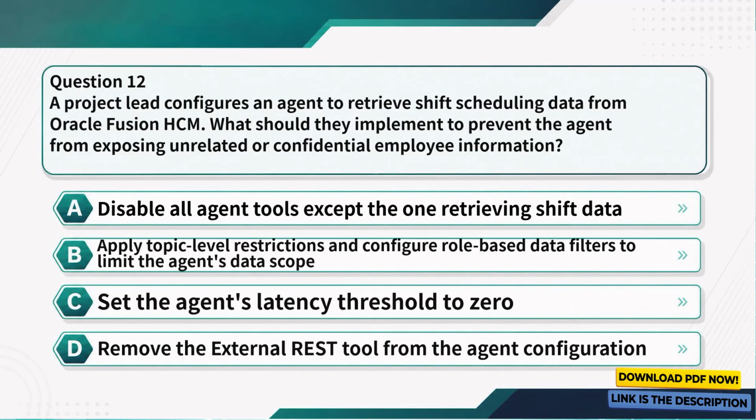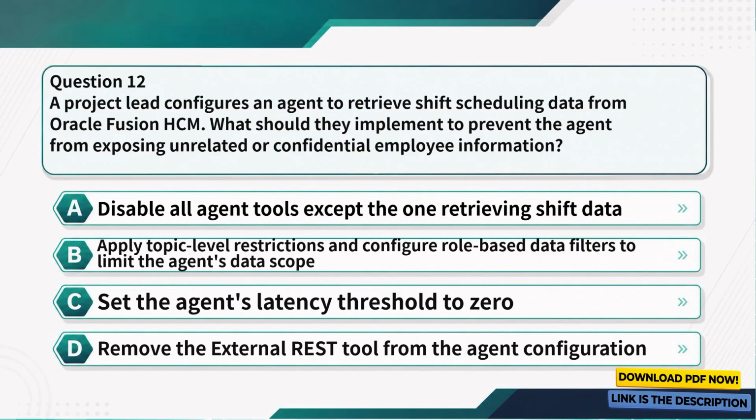Question 12. A project lead configures an agent to retrieve shift scheduling data from Oracle Fusion HCM. What should they implement to prevent the agent from exposing unrelated or confidential employee information? A. Disable all agent tools except the one retrieving shift data. B. Apply topic-level restrictions and configure role-based data filters to limit the agent's data scope.